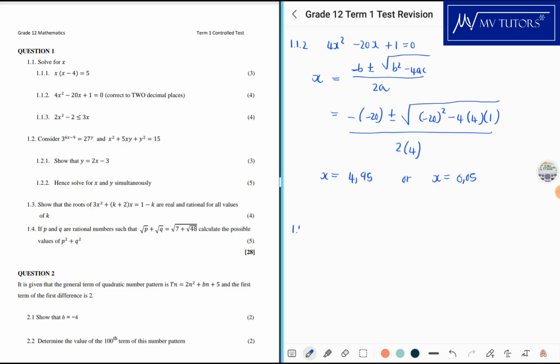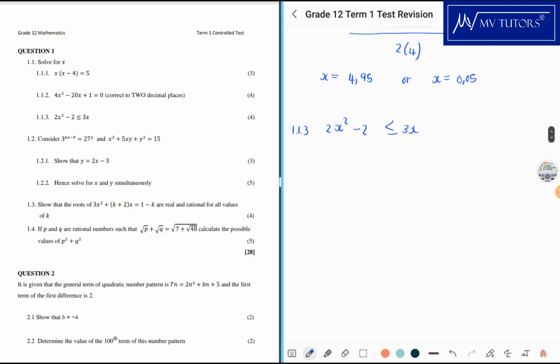So we have 1,1,3. We have an inequality. So 2x squared minus 2 is smaller than or equal to 3x. So what we do here, we need to work out what the roots are. Okay, let me take 3x to the left hand side. So I have 2x squared minus 3x minus 2 smaller than or equal to 0.